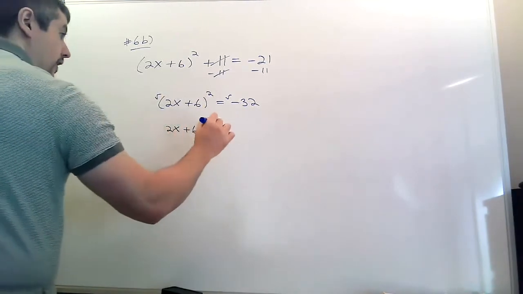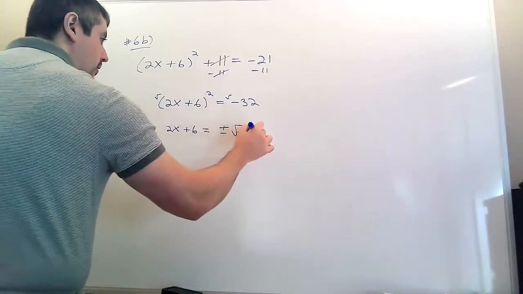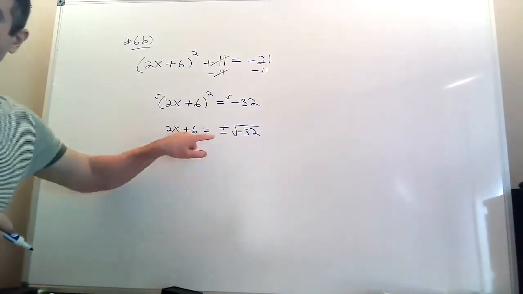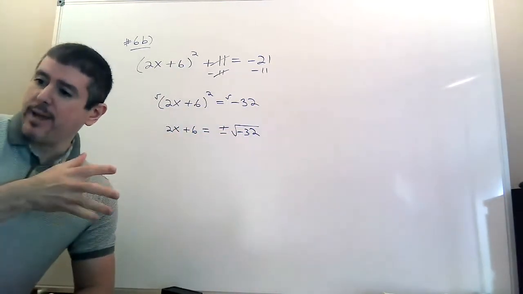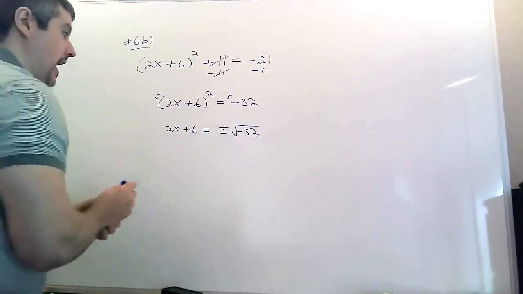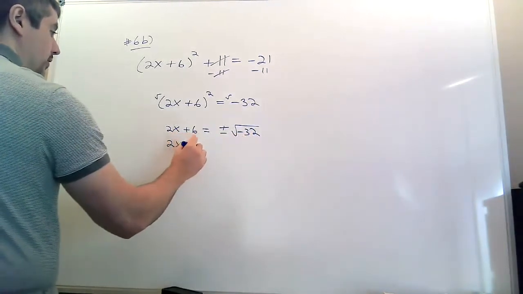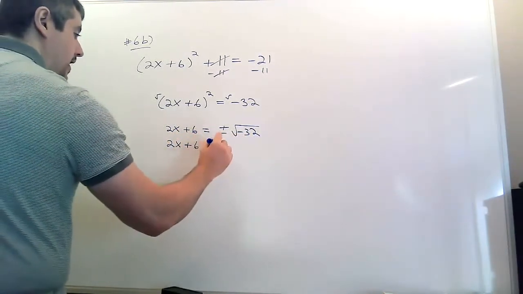On the other side is very important: plus and minus square root of negative 32. Make sure it's there. Don't let it magically appear at the end of the question. It goes right there. All right, now I have a lot of steps to do to break that down. I'm not going to mess with my 2x plus 6 yet. Now you're going to be very careful with 32.